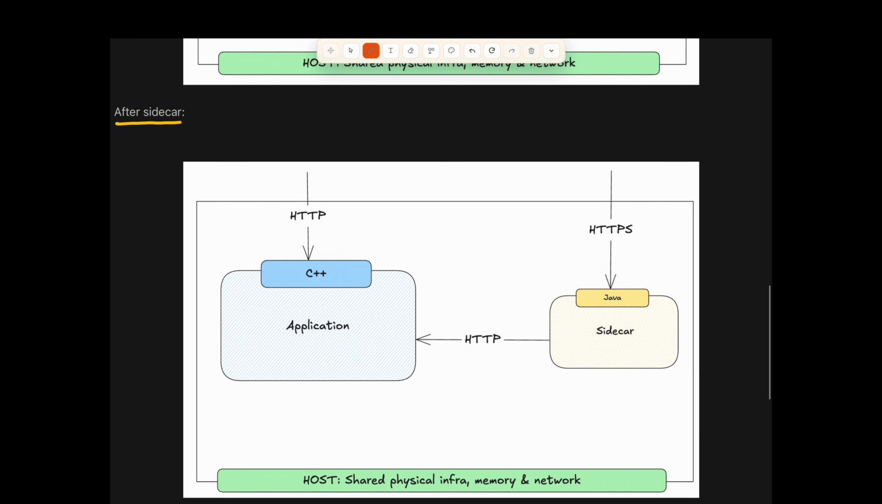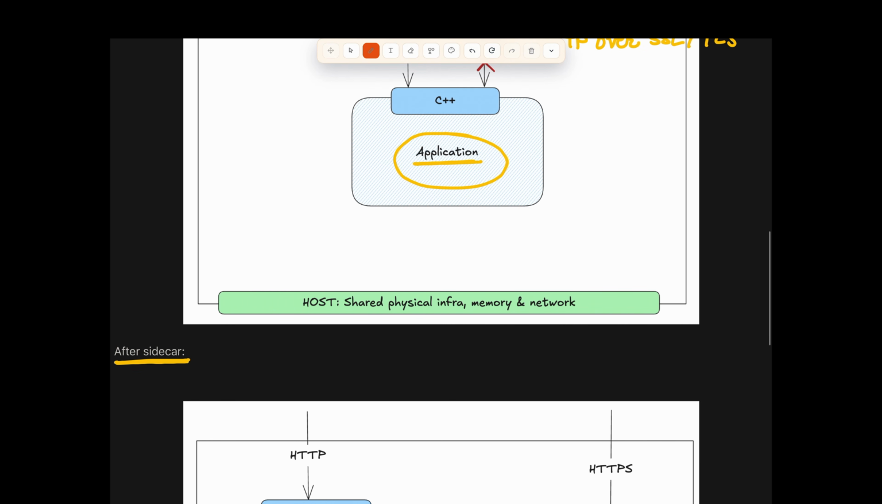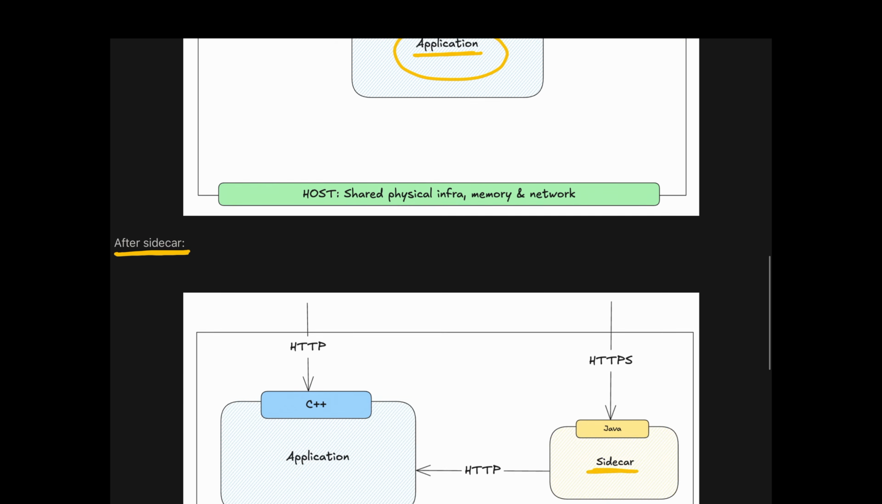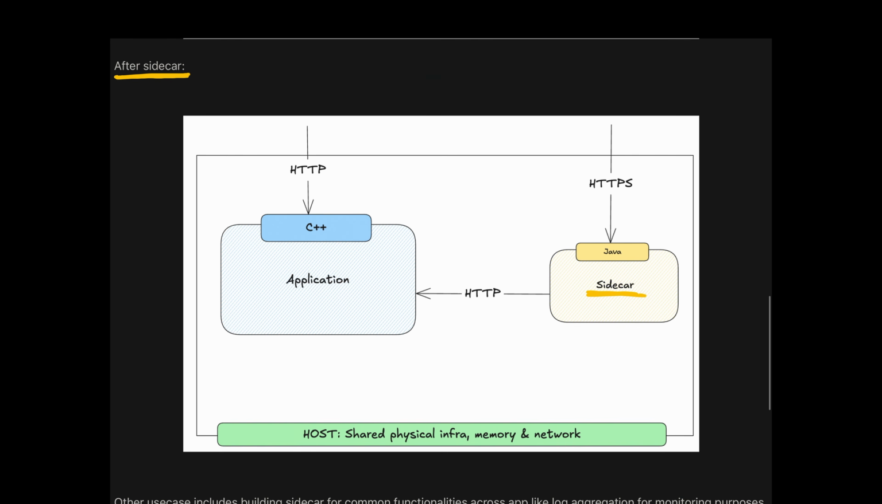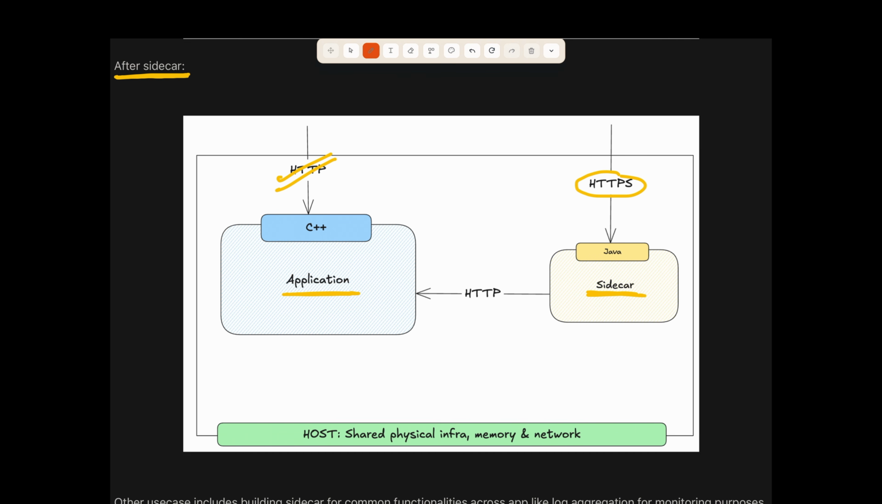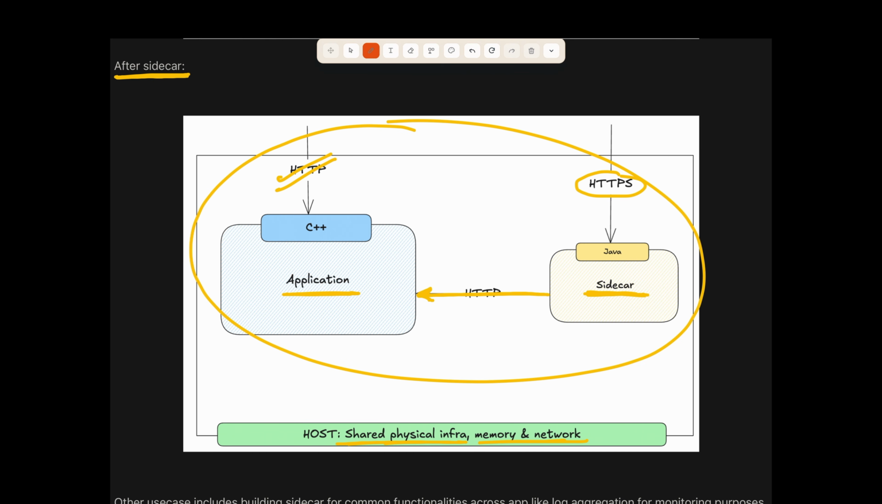Now, after we implement the sidecar pattern, we implement a sidecar. Instead of rewriting this whole application, which can be a very large application and costly as well, we just write a sidecar. So whenever HTTP traffic comes, it directly is encountered by the application, as was the previous route. But if some HTTPS traffic comes, it is routed to the sidecar first, which handles all the security aspects, and then it routes the HTTP traffic to the main application. And as usual, they are deployed on the same host, so they share the physical infrastructure, memory, and network. So this is the same host over which we deploy the application as well as the sidecar.